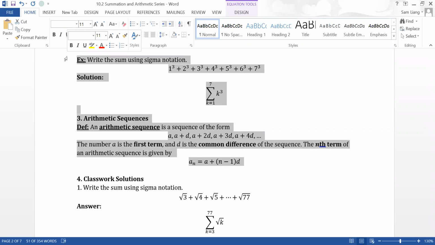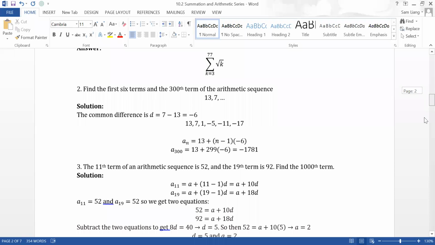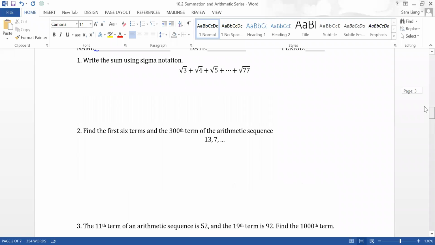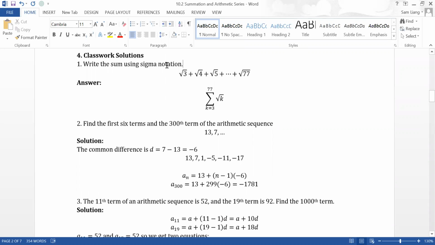Okay, if not, then I'm going to move on to the classwork, which is actually the homework. So again, the homework is to just complete the classwork. Here's question 1. Just 3 questions actually, so here they are. Question 1: write the sum using sigma notation.